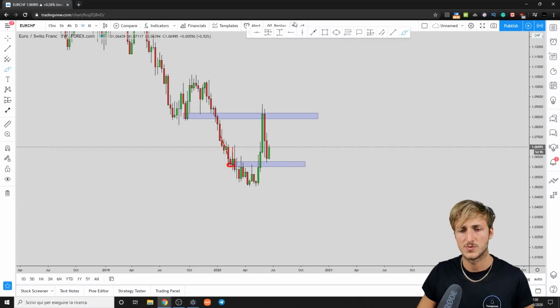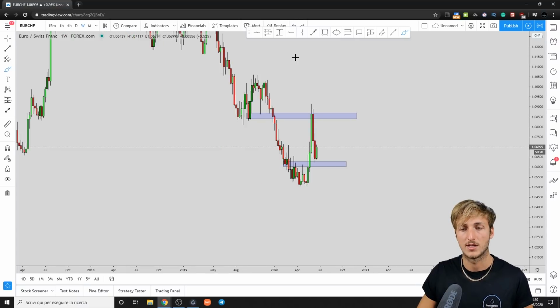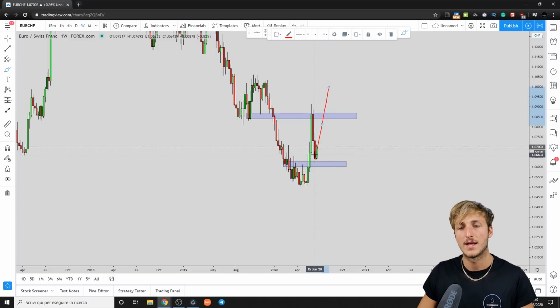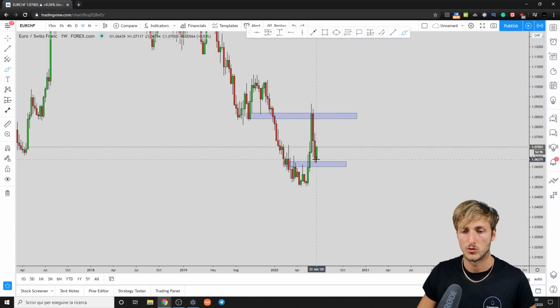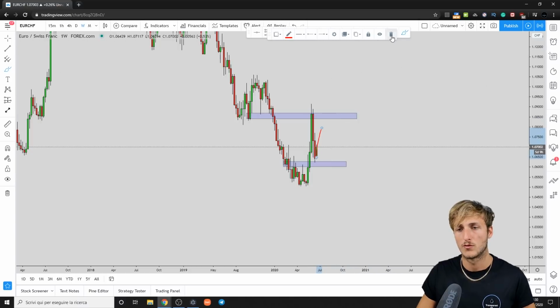So from a weekly perspective, we can expect the market to make a move to the upside, not a higher high, keep in mind, but a little bit more of a move to the upside, okay? A rejection from the area.